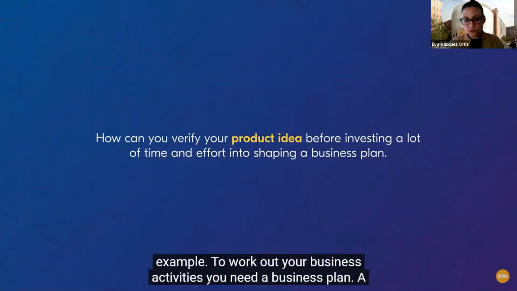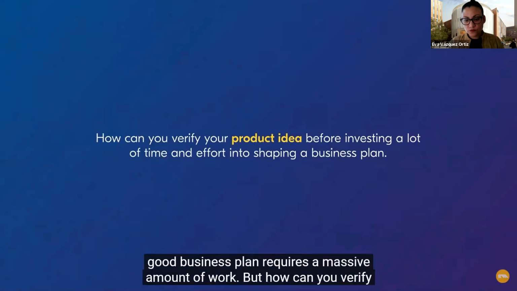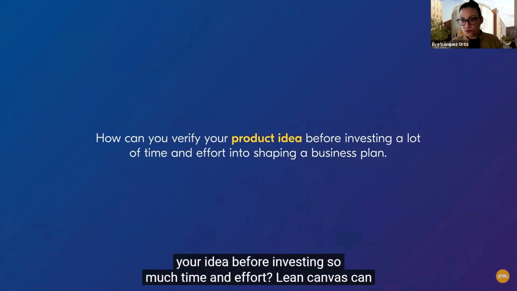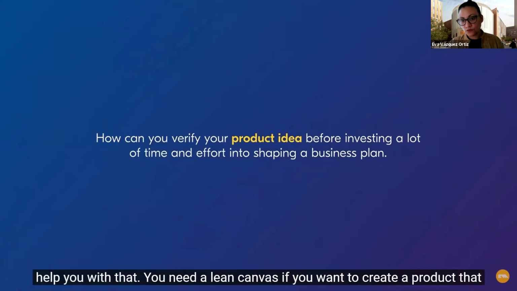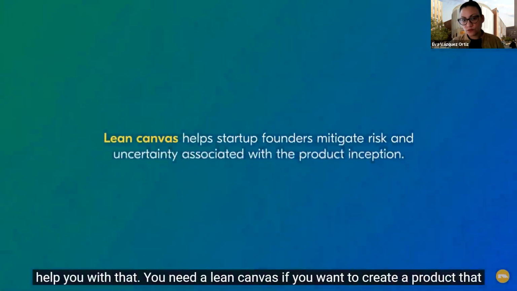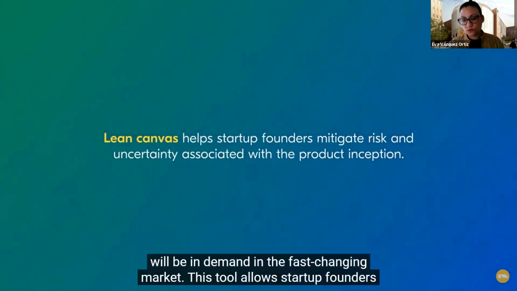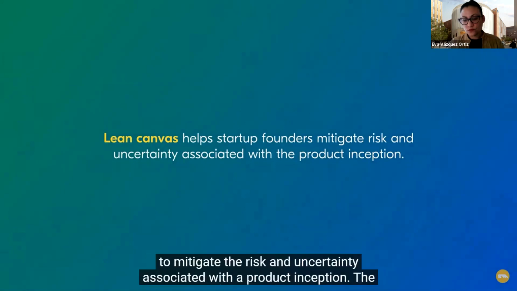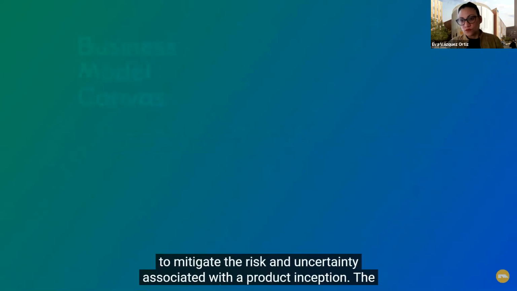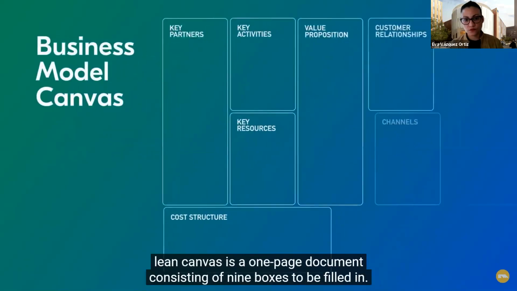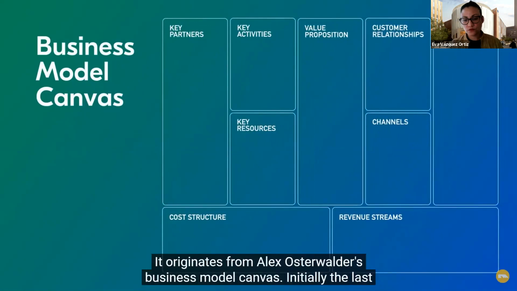To work out your business activities, you need a business plan. A good business plan requires a massive amount of work. But how can you verify your idea before investing so much time and effort? Lean Canvas can help you with that. You need a Lean Canvas if you want to create a product that will be in demand in the fast-changing market. This tool allows startup founders to mitigate the risk and uncertainty associated with product inception. The Lean Canvas is a one-page document consisting of 9 boxes to be filled in. It originates from Alex Osterwalder's business model canvas.